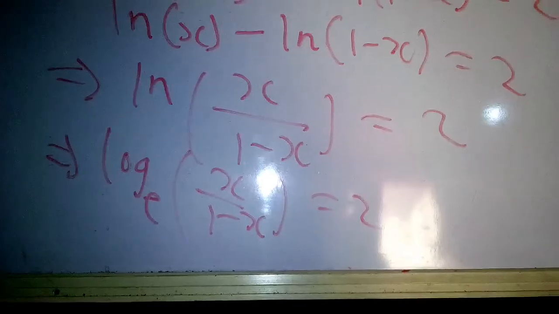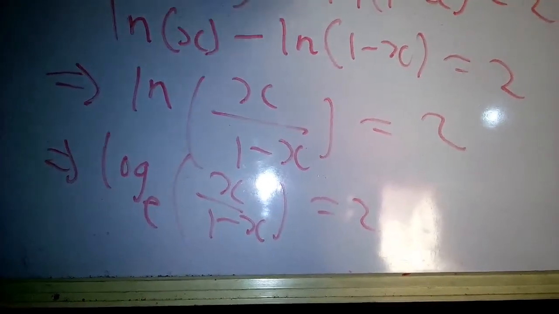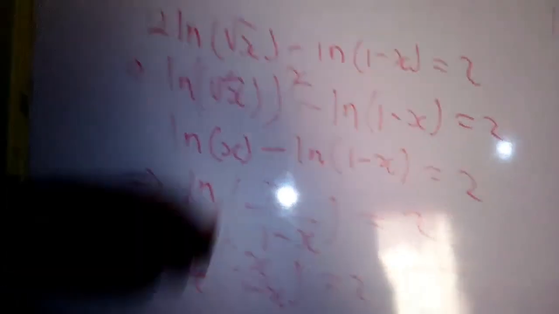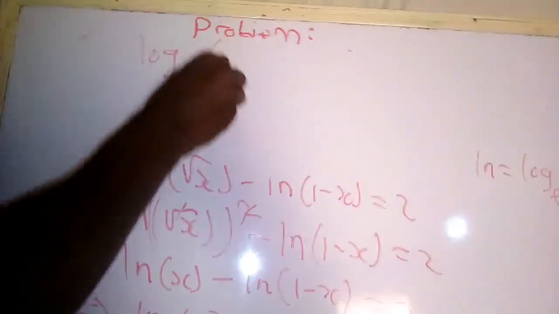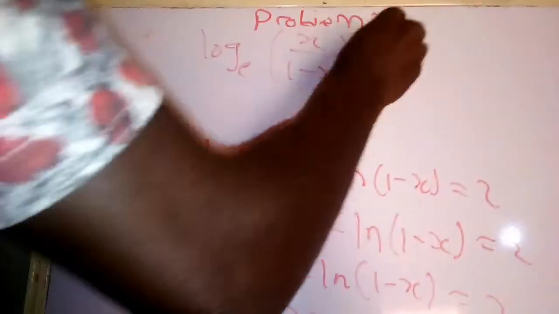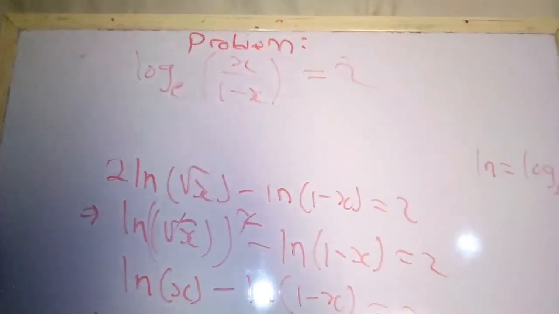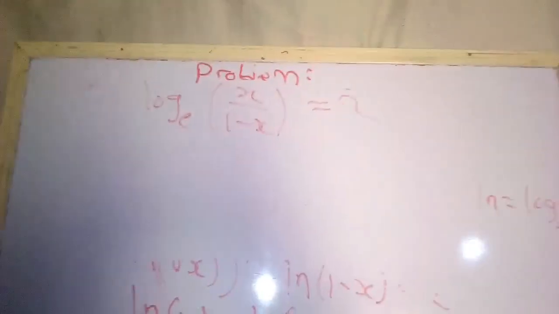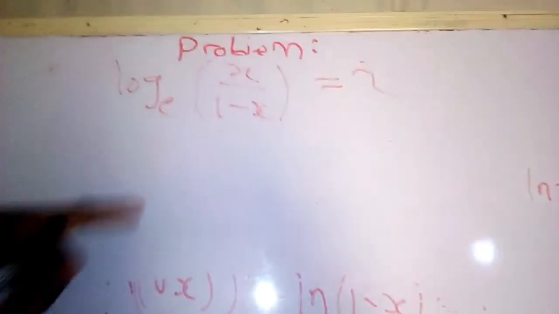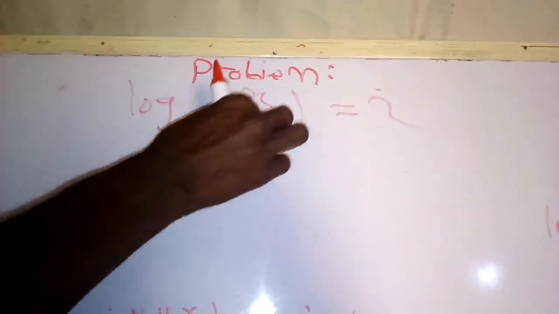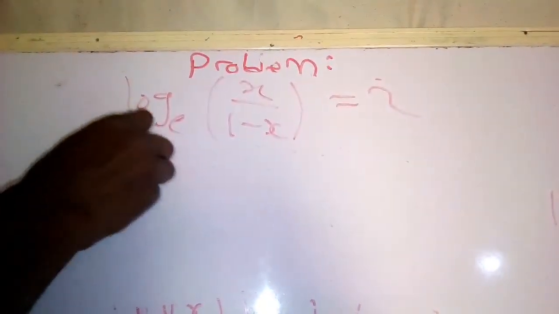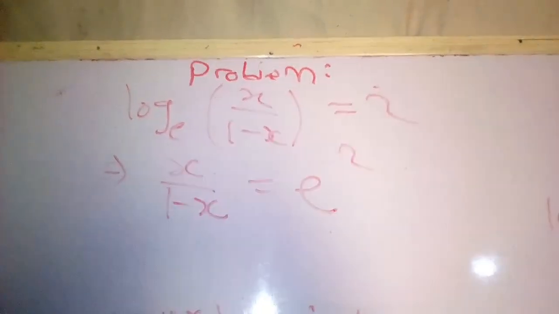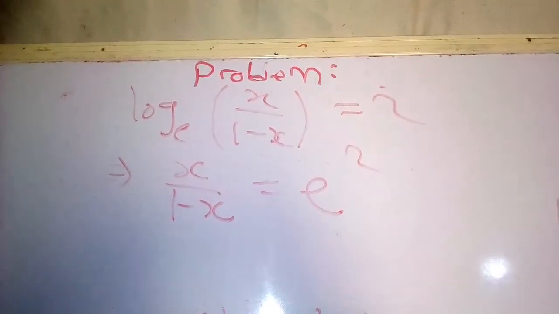Let's move up here. Now I have log to base e of x over 1 minus x equals 2. I'm going to change this logarithmic equation into exponent form. Applying the law of logarithm, e to the power 2 is equal to the whole of this. This implies that x over 1 minus x is equal to e squared.